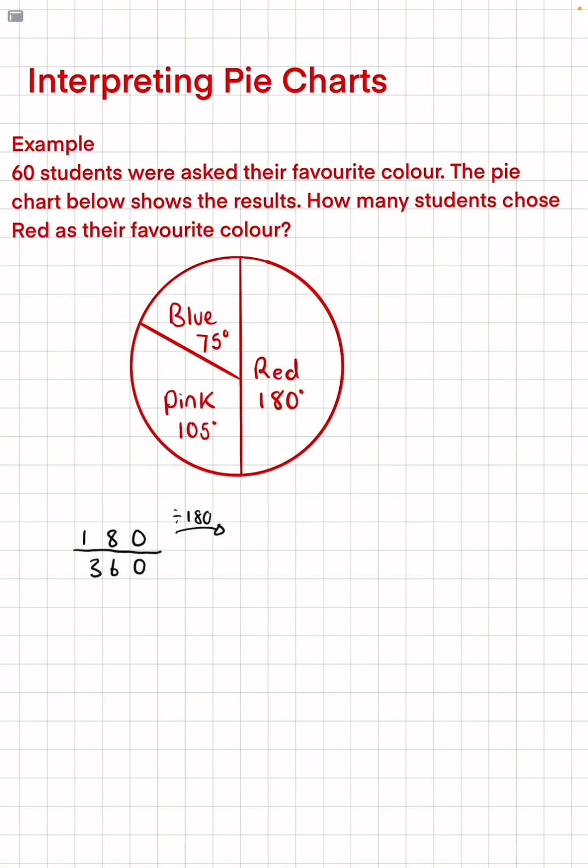180 divided by 180 equals 1, and 360 divided by 180 equals 2. Now we can do half multiplied by the total number of students, which is 60. 1 times 60 is 60, and 60 divided by 2 is 30. So 30 students chose red as their favourite colour.